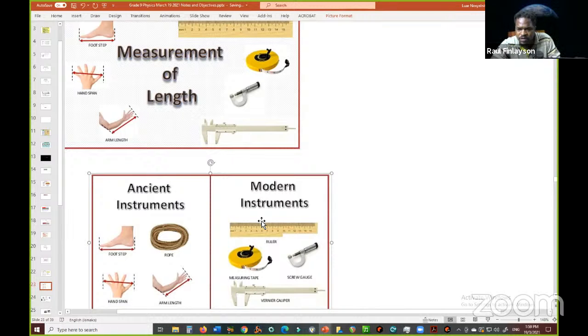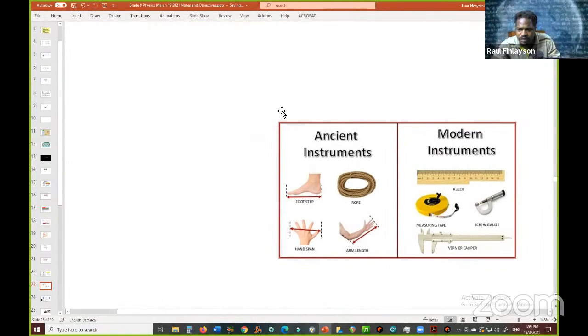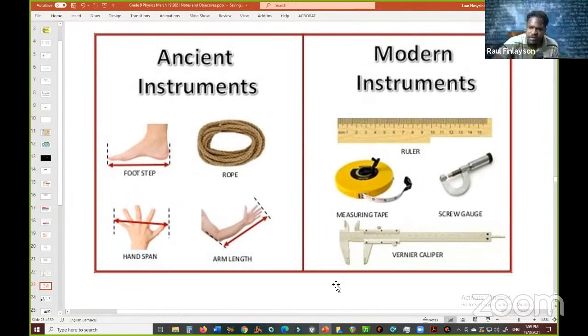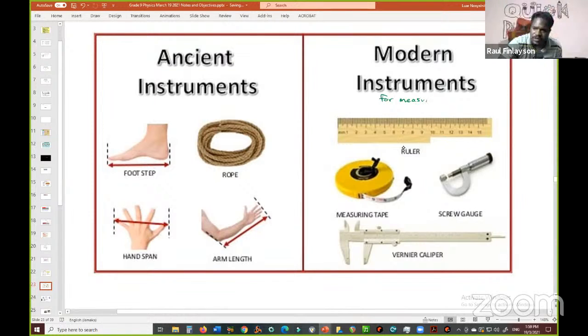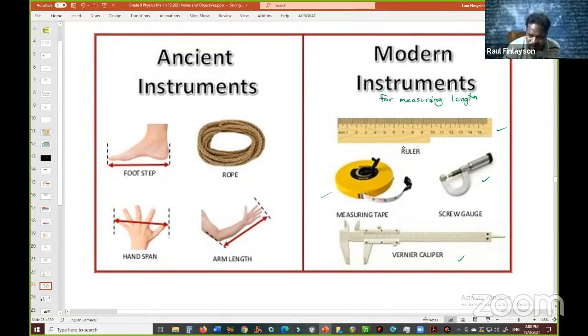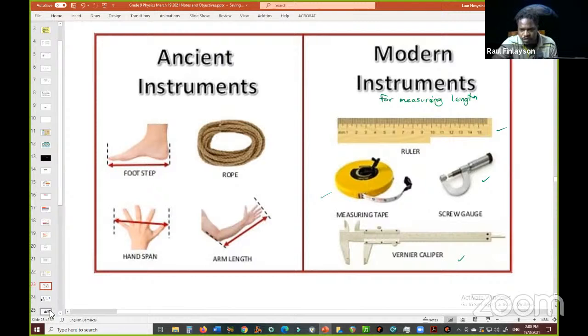We've seen some ancient ones and modern ones. I want you to have a look at this. The modern instruments for measuring length, that's important here: ruler, most common, measuring tape, screw gauge, and vernier caliper. These are instruments that you guys are going to have to learn to use maybe soon, based on restrictions in this pandemic. We're not sure how soon that is, however. All right, so these are instruments for measuring length.